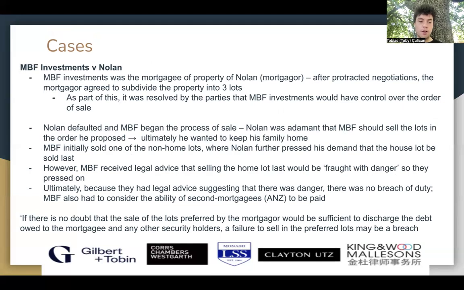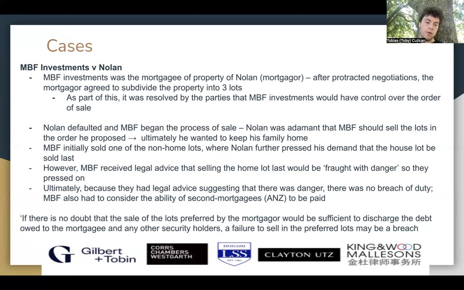MBF Investments versus Nolan. MBF Investments was the mortgagee of property of Nolan. After protracted negotiations, the mortgagor agreed to subdivide the property into 3 lots. As part of this, it was resolved by the parties that MBF Investments would have control over the order of sale. Nolan defaulted, and MBF began the process of sale. Nolan was adamant that MBF should sell the lots in the order he proposed. His ultimate aim was to keep the family home, the lot which had the family home on it.